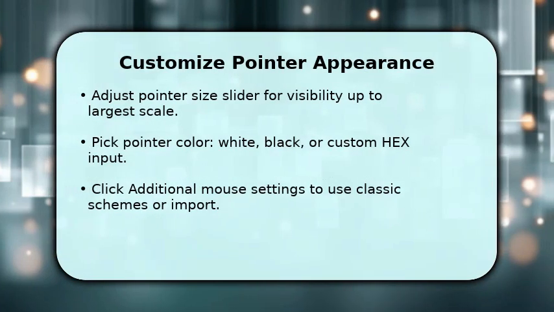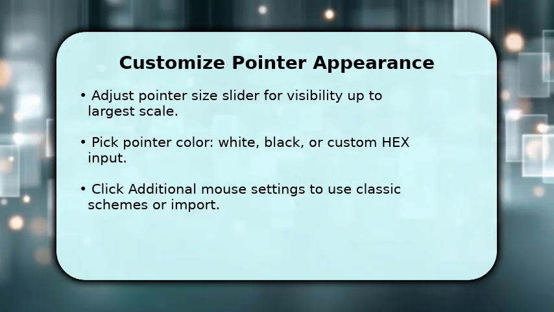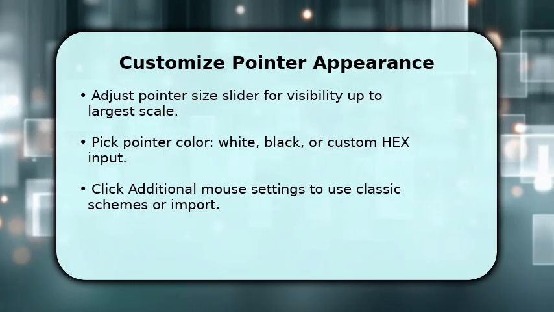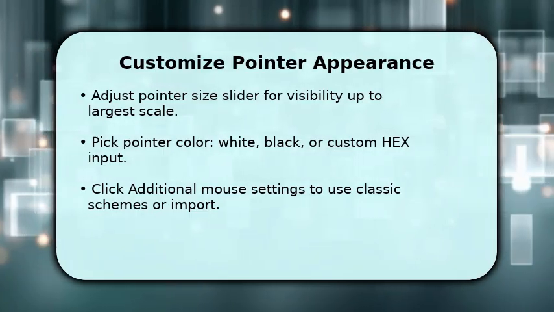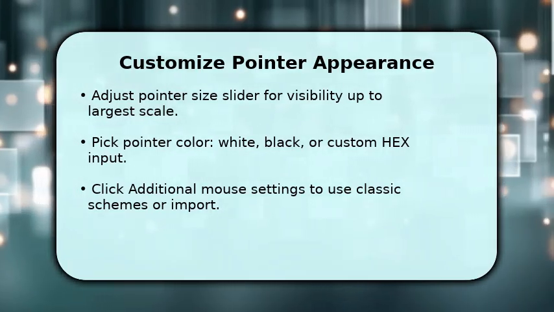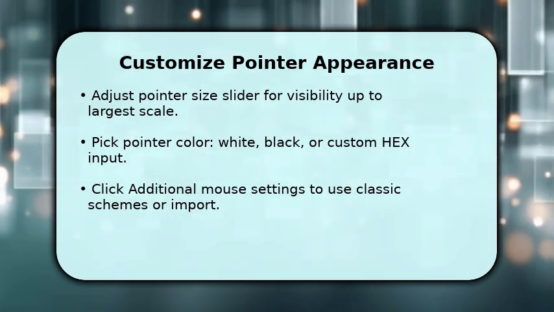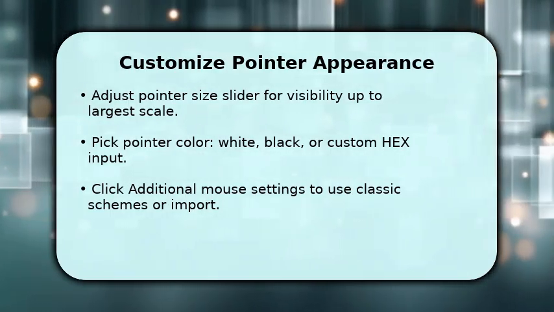Use the pointer size slider to set a comfortable visual scale, then pick a color, white, black, or a custom shade, to improve contrast with your backgrounds. Once done, click Additional Mouse Settings to open the Old Control Panel app for scheme choices. This is where you can load .cur or .ani files if you downloaded custom pointers.